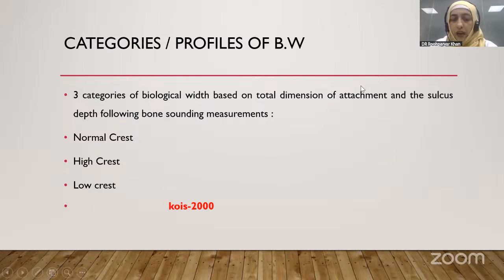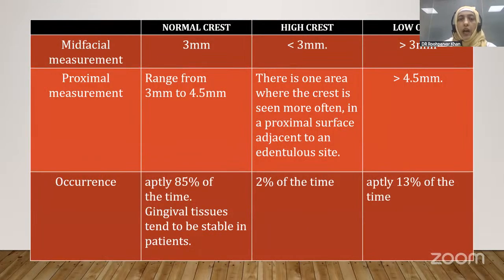So after all these studies, Coes in 2000 suggested that biological width can be categorized based on 3 broad categories, on the total dimension of attachment and depth of the probe. So he classified it as normal crest, high crest, and low crest. So how are this normal, high, and low crest classified? It is classified based on the mid-facial measurement, proximal measurement, and occurrence, in what percentage of people this measurement is ranging.